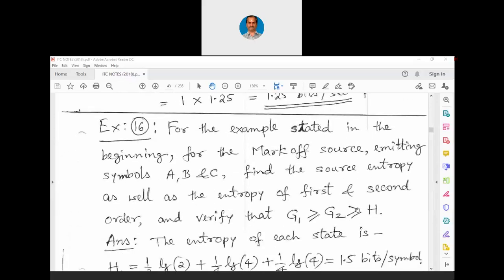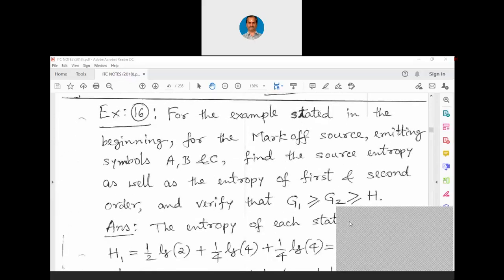Let me proceed to the next exercise, that is exercise 16. For the example stated in the beginning for the Markov source emitting the symbols A, B and C, please recall that exercise which I had solved earlier. Find the source entropy as well as the entropy of the first and the second order. At that time we did not find out the first and the second order source entropy.